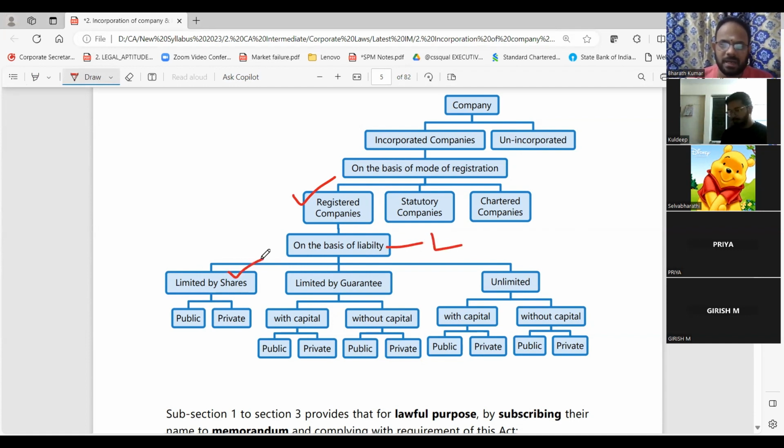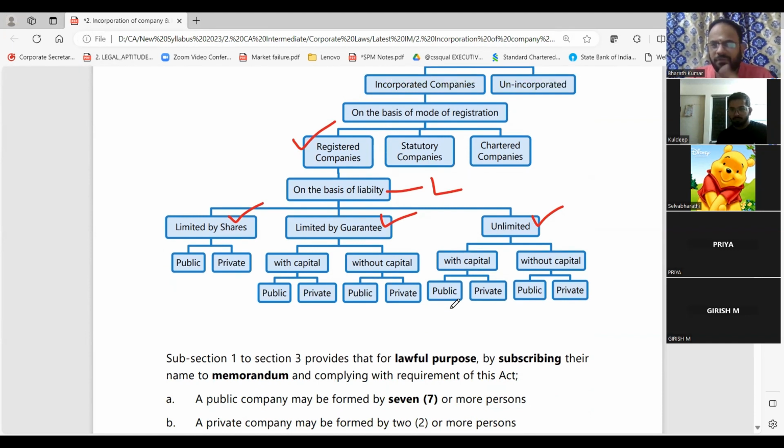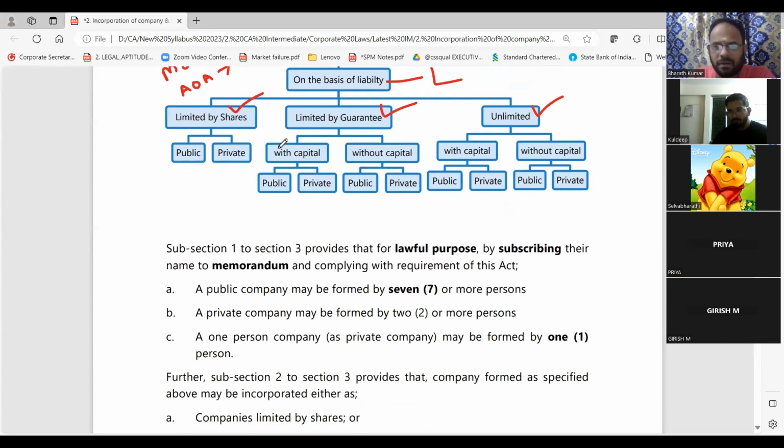In that, limited by share, limited by guarantee, unlimited guarantee, and unlimited. With capital, without capital, with capital, without capital. For this, you don't need one chart also. We will cover this in MOA tables and AOA tables. So don't sit and waste time on this chart and all. I know where to cover and where to not cover. Okay. Members, guys, minimum number of members, maximum number of members is very simple.